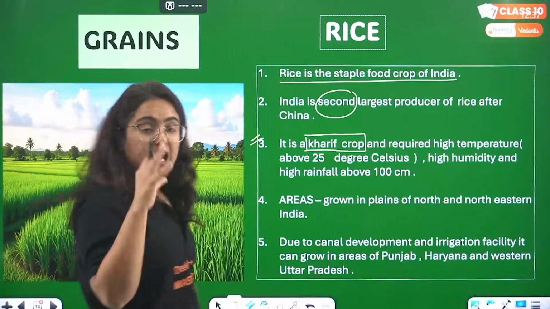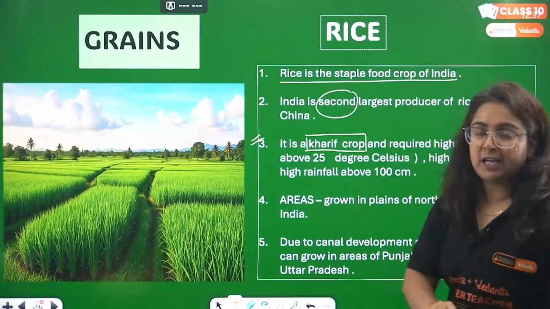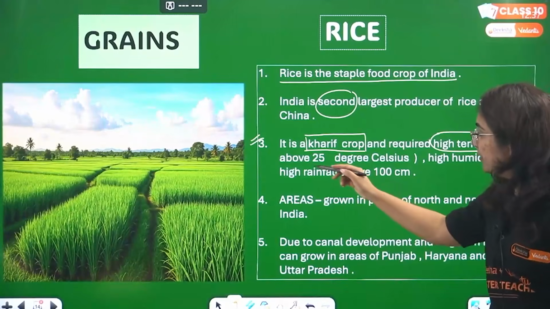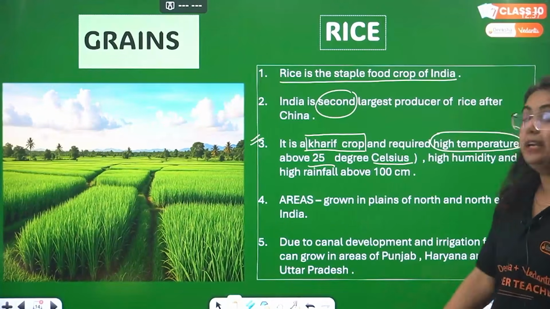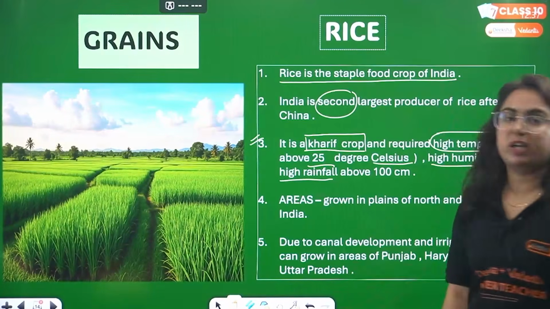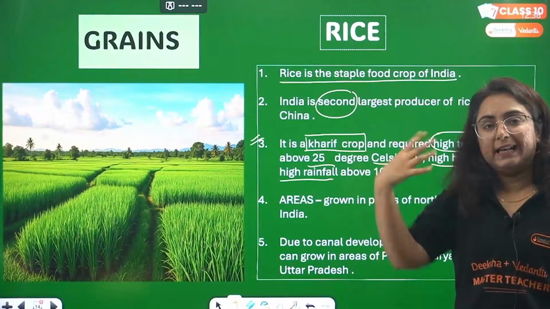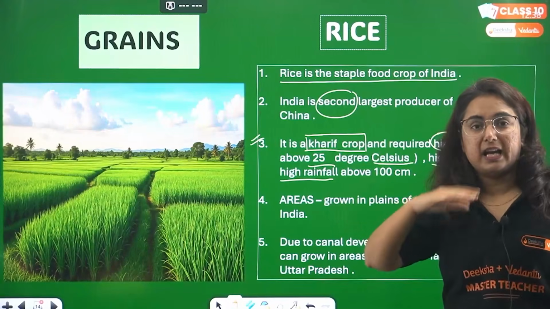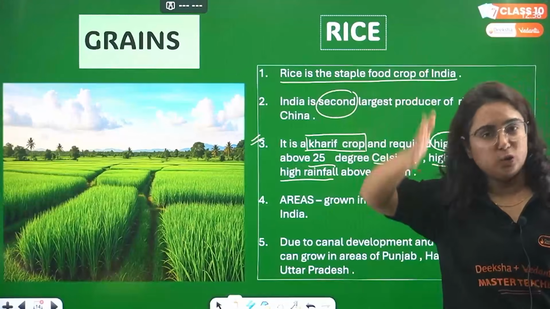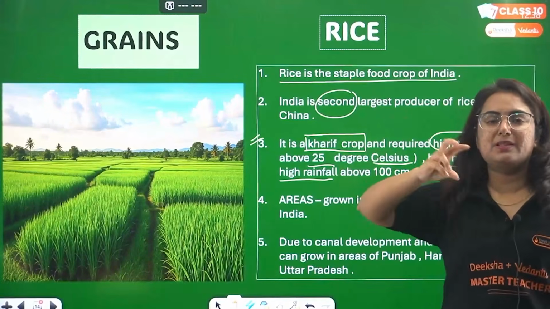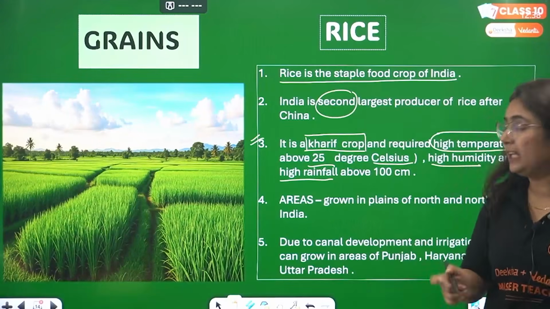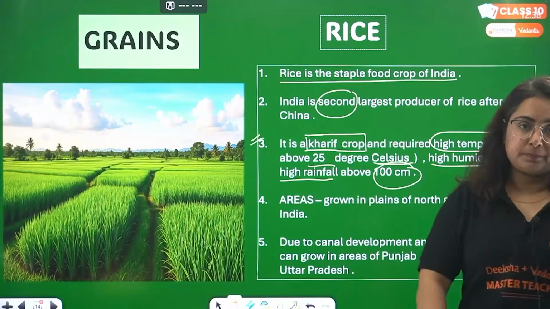Because it is a kharif crop, it is grown in climatic conditions where the temperature is quite high. By high I mean 25 degrees Celsius, high humidity, and high rainfall is also required. Whenever in an area there is high temperature, there will be high evaporation. Evaporation leads to high humidity, that means the number of water vapors in the atmosphere, which eventually leads to high rainfall. But how much rainfall? That is 100 centimeter.